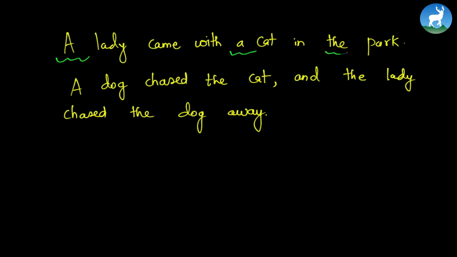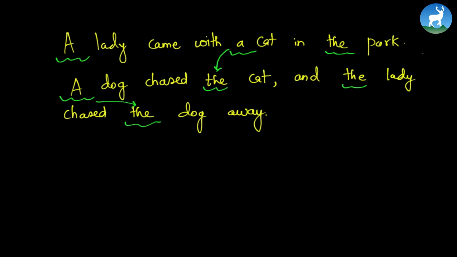In the park. Now the park, this is a specific park. It could be UN Park. It could be the Garden of Dreams. It could be anywhere, a nice place where you can sit with a cat. So the park, we are talking about a specific park. A dog chased the cat. Now look how a cat became the cat. And the lady, now a lady became the lady, chased the dog away. Now a dog became the dog, right?